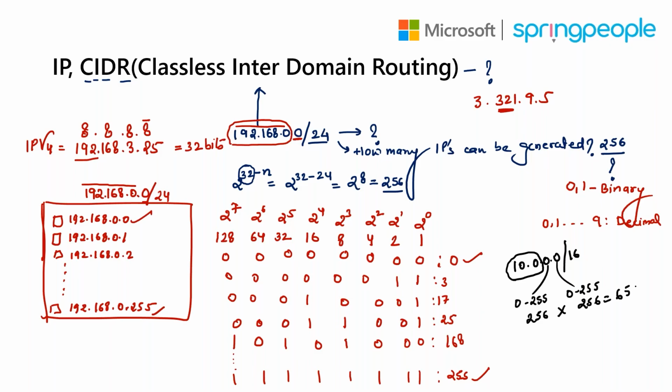So 65,536 IPs can be created. Or you put it in a formula: 2 to the power 32 minus n, which is 16, so 2 to the power 16, which is nothing but 65,536 IPs. Okay, good. I hope we are getting the idea. So this is what the thing is.